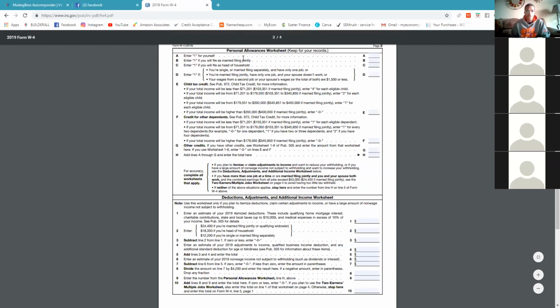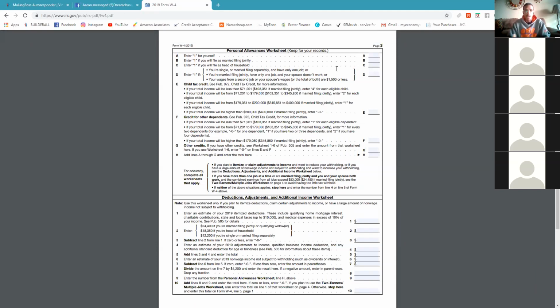At the top, you're going to see personal allowances worksheet. Now, this is how you're going to actually put money back into your pocket, because this part of the W-4 form is going to ask specific questions pertaining to your lifestyle, as far as you being married, how much money you bring in, are you the only working person, are you filing married or filing separate or joint, all that good stuff.